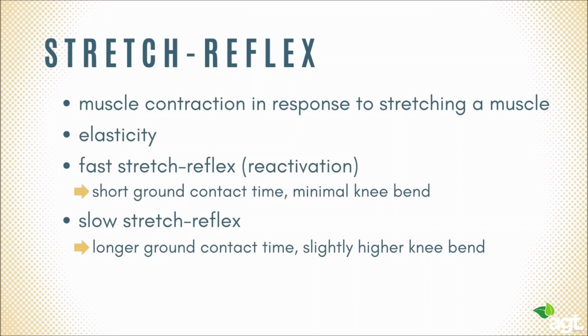The slow stretch reflex includes a longer ground contact time and a slightly higher knee bend, but still, overall, we try to keep the ground contact time very short. Here, there's less return of the stored energy and more muscle strength is involved to make up for the energy loss. The slow stretch reflex occurs more during a standing jump or when we're accelerating out of a standing position if we don't have that energy from a prior movement to utilize.